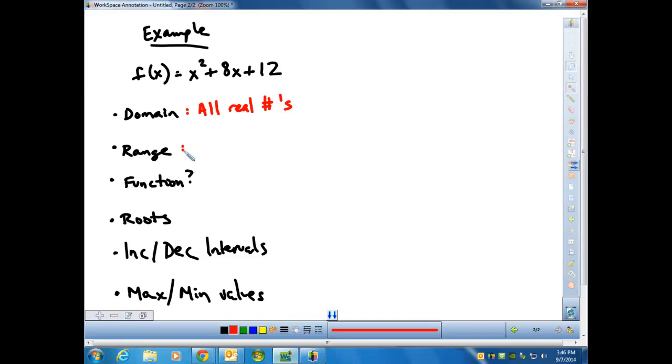Range, a little bit harder. You're probably going to want to graph that and just look and see what's my smallest y value, what's my biggest y value. Since this thing goes down to negative 4, but it goes up forever, your range is going to be any values negative 4 on up. So if we wrote that in interval notation, that'd be negative 4 comma infinity. We're going to include negative 4 obviously, because that's where the vertex is at.